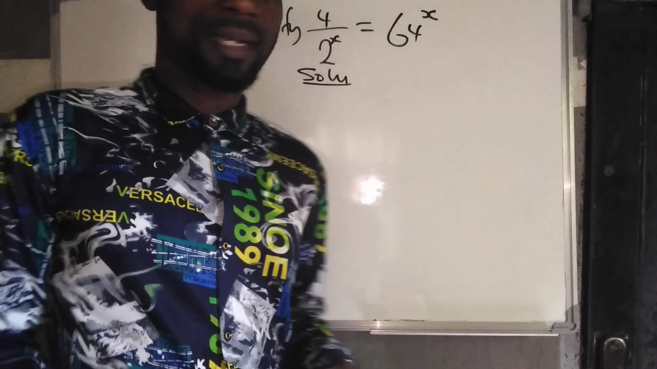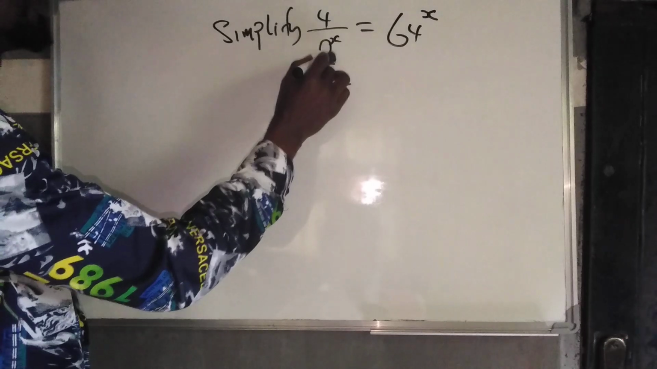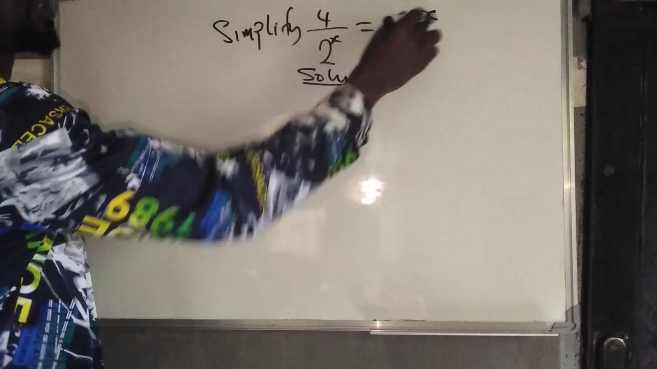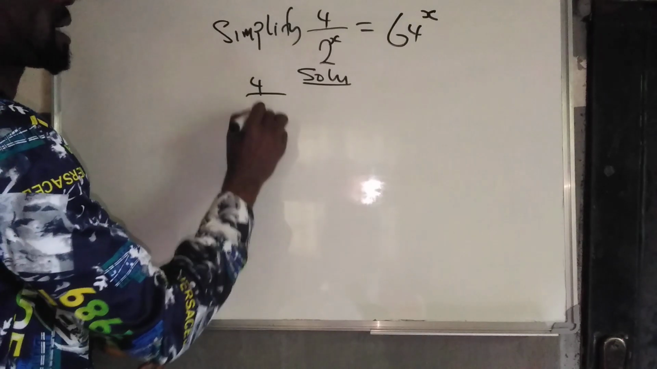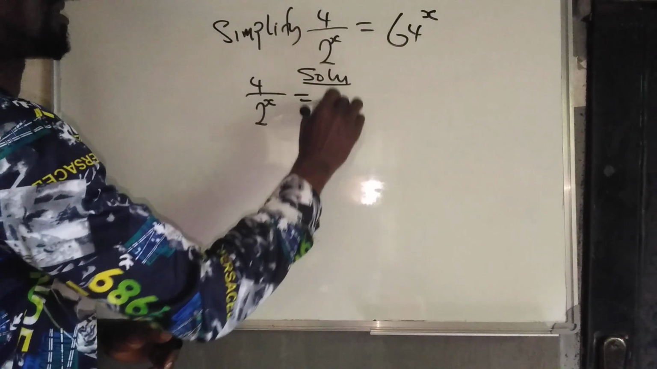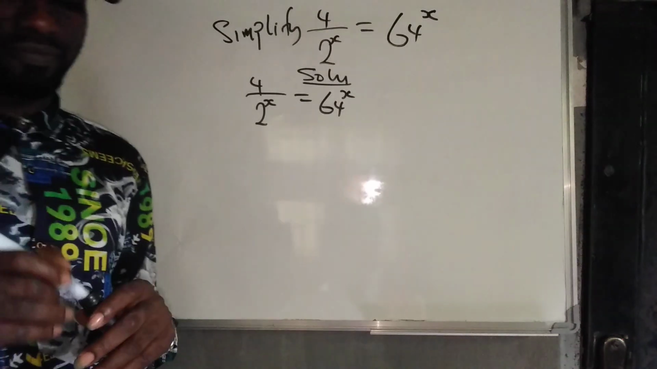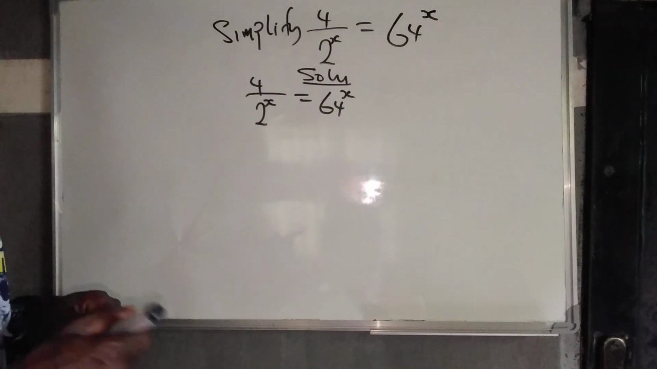All right, welcome back. So look at the next question. Simplify (4 over 2 raised to the power of x) = 64 raised to the power of x. Okay, now we have 4 raised to the power of 2 raised to the power of x is equal to 64 raised to the power of x. Okay, in this case, this is still an exponential function.